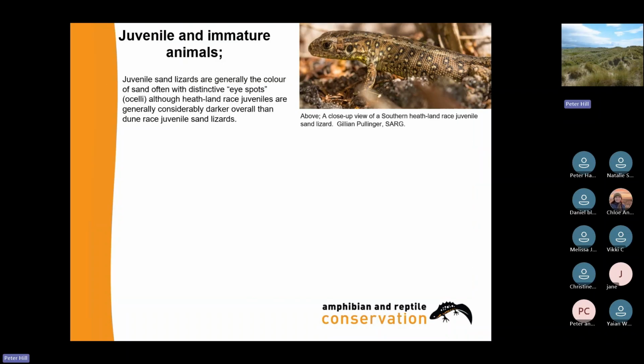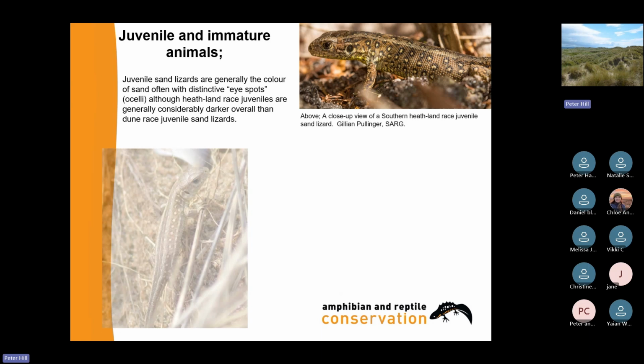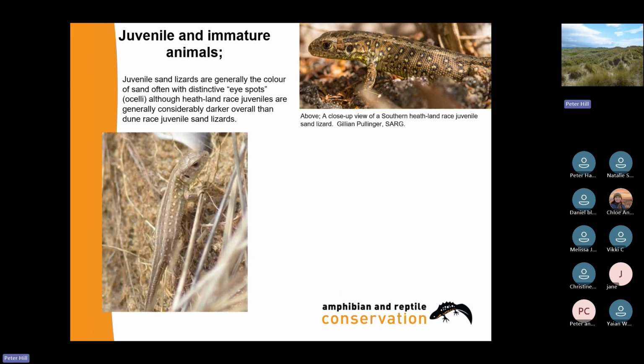Let's look at some juveniles. So this is a heathland race juvenile, very dark, lots of obvious ocelli spotting. This is a dune race animal that I photographed myself. Very different looking, in my opinion, paler. Same dorsolateral stripes running the length of the body and the patterning between them, of course, but a lighter animal. This is a juvenile, the one on the bottom left. I photographed that in early April a few years ago. So that animal has spent the winter hibernating at that size. They're quite amazing little creatures, very tough.